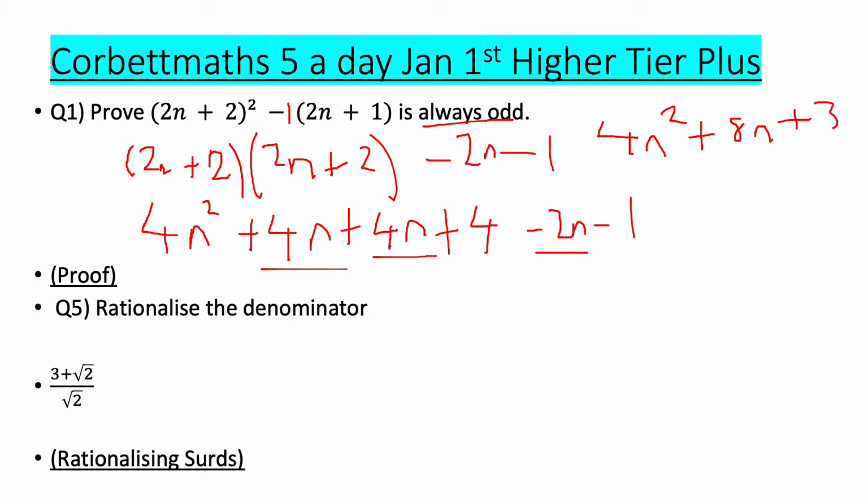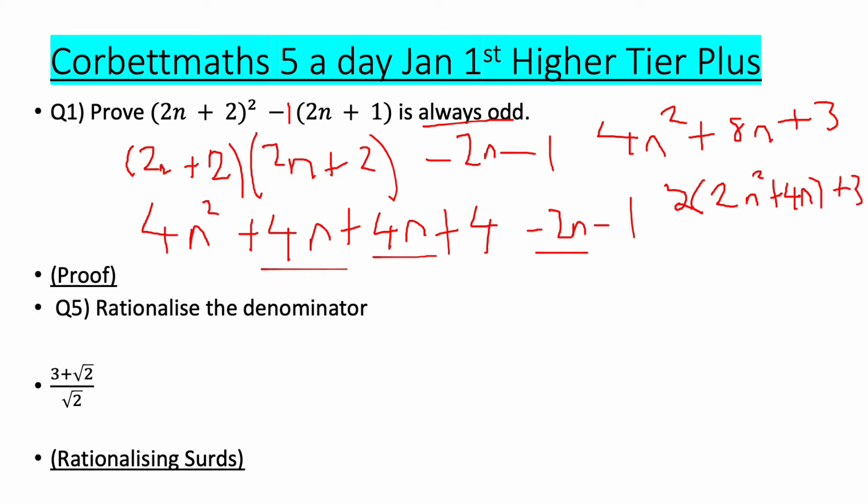Now, what I can do here is just factor out a 2 from the first two terms. So I'm going to have 2 lots of (2n squared plus 3n), brackets closed, plus 3.